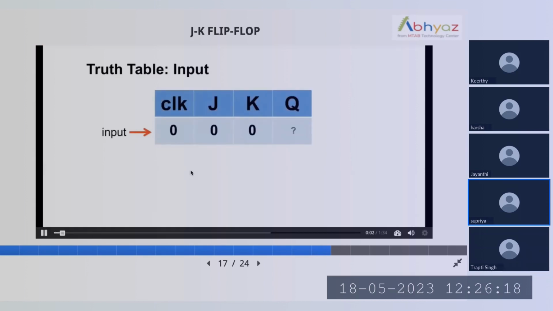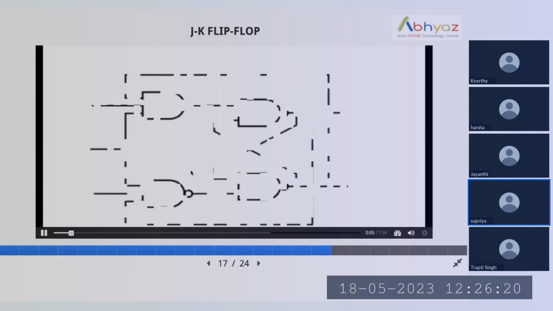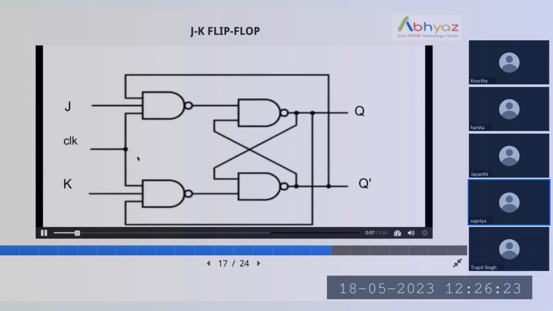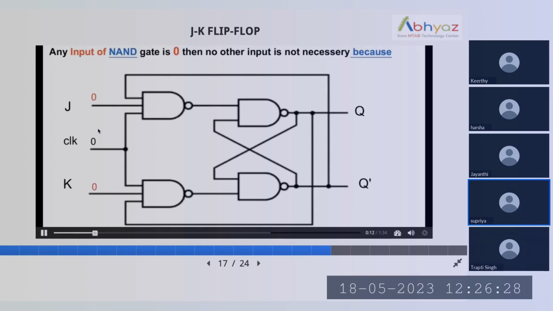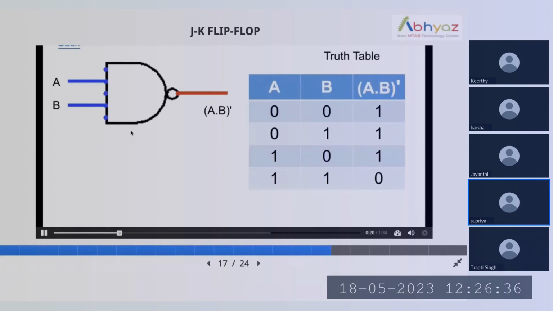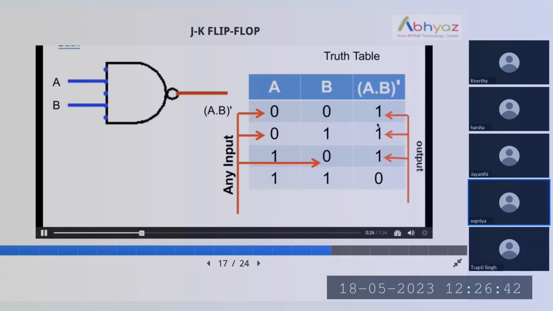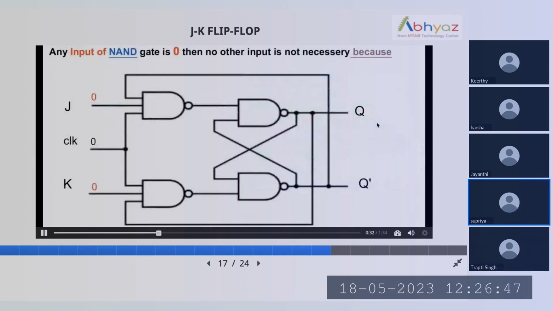If the clock input is 0, that is the low state, what could be the output of the JK flip-flop? Here the JK flip-flop, as I am showing in the diagram, is active low. If a NAND input gets 0, no other input is necessary. What is the NAND gate? Basic information: for the NAND gate, if the inputs are 0, 0, the output is 1. If 0, 1, the output is 1, and 1, 0 gives 1. And 1, 1 gives 0. So we take the previous value of the NAND gate, that means the output of Q.